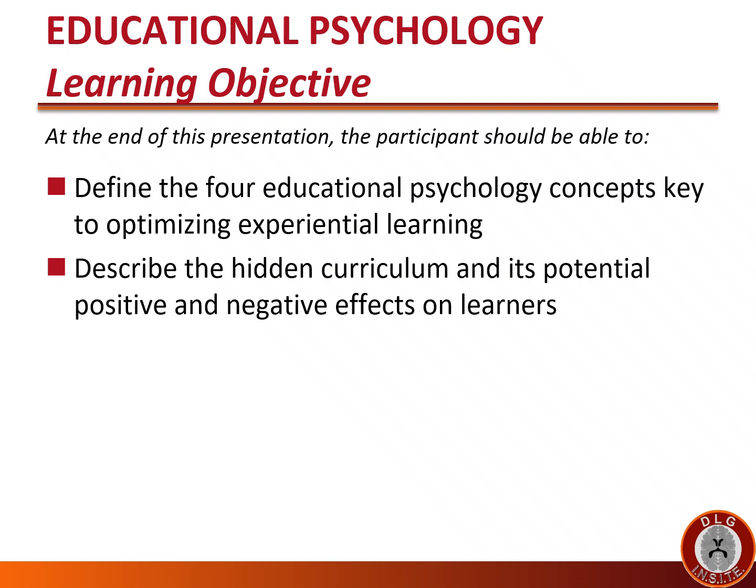At the end of this presentation, the participant should be able to define the 4 educational psychology concepts key to optimizing experiential learning and describe the hidden curriculum and its potential positive and negative effects on learners.